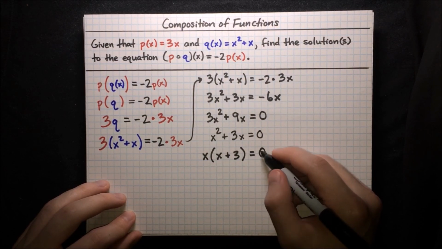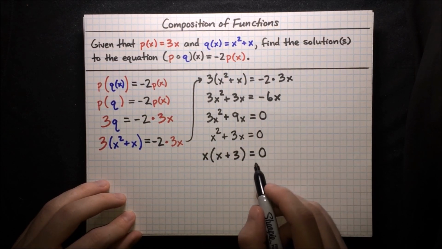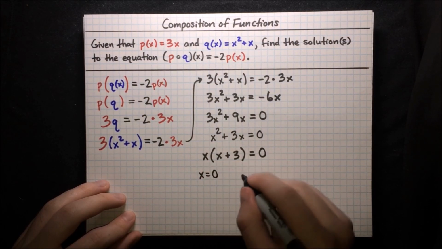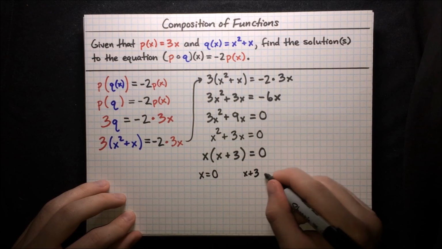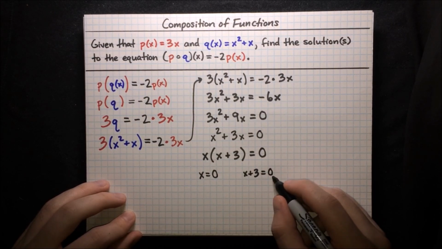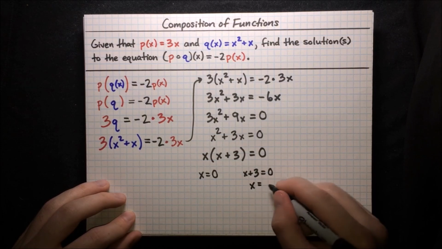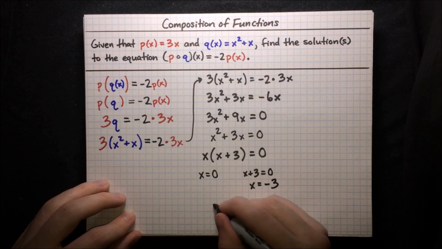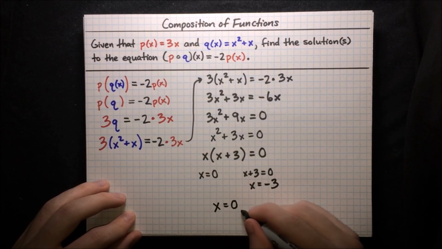We can apply the zero product property and set each factor equal to 0. So we've got x equals 0, and we've also got x plus 3 equals 0. And x plus 3, we can solve that. Just subtract 3 from each side and get x equals negative 3. So there we go. These are the solutions. x equals 0 and x equals negative 3.